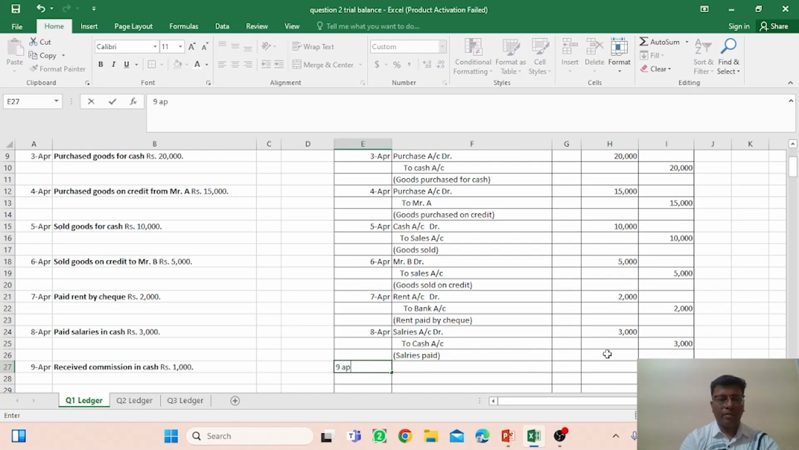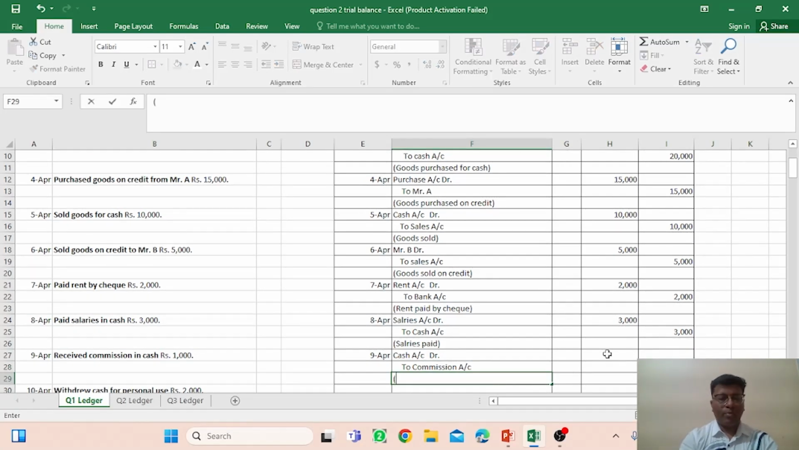On 9th April, another transaction is that received commission. So this is the business transaction and you are receiving the income. So income would be credit as per the entries rules, and cash account would be debit, to commission account, and narration would be commission received rupees 1000.